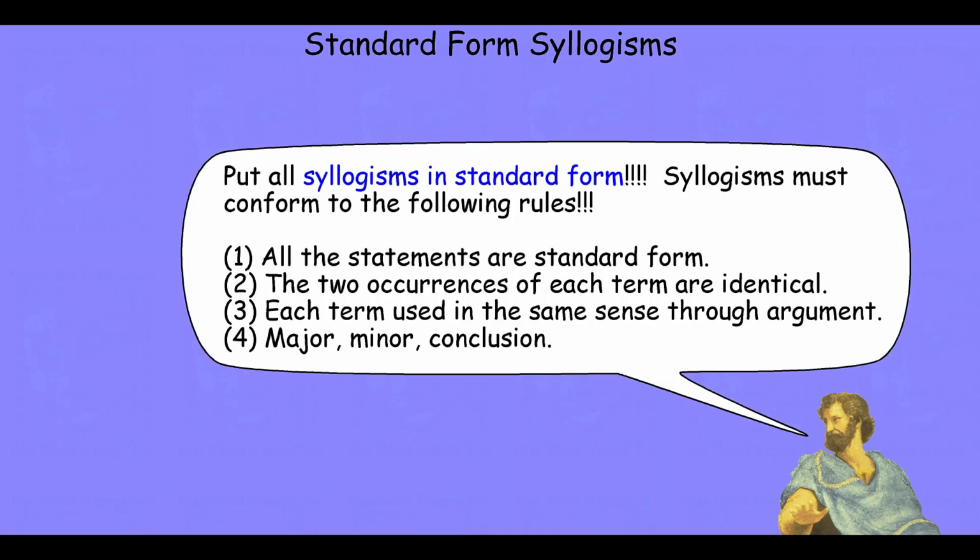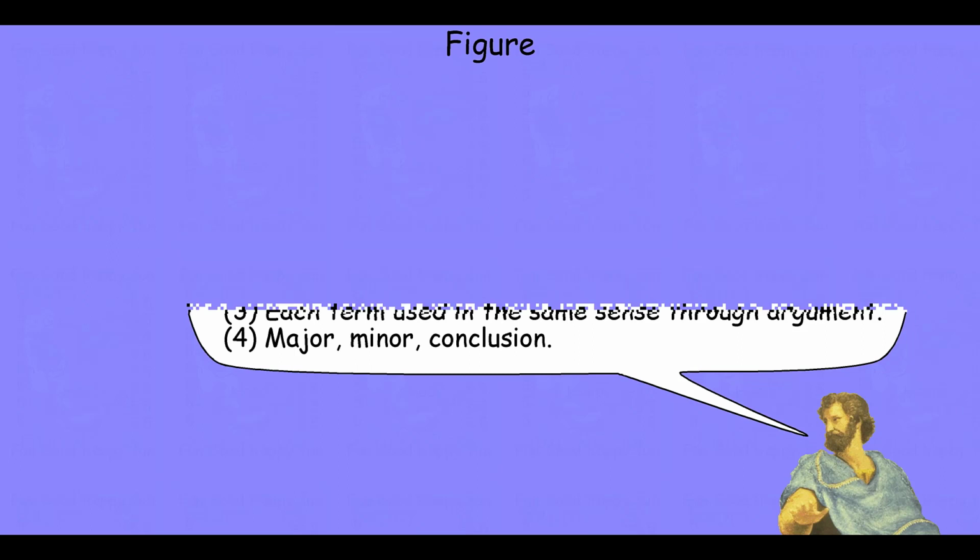We're now in a position to specify the rules according to which we can formulate standard form categorical syllogisms. All of these statements in a standard form categorical syllogism must be one of those 4 standard form categorical statements. The 2 occurrences of each term, the major, the minor, and the middle term, are to be identical in our standard form categorical syllogism. Each term must be used in the same sense throughout the argument as well. The order is major premise, minor premise, conclusion.